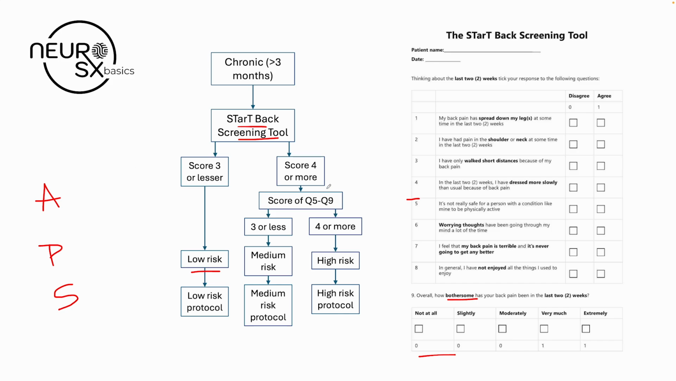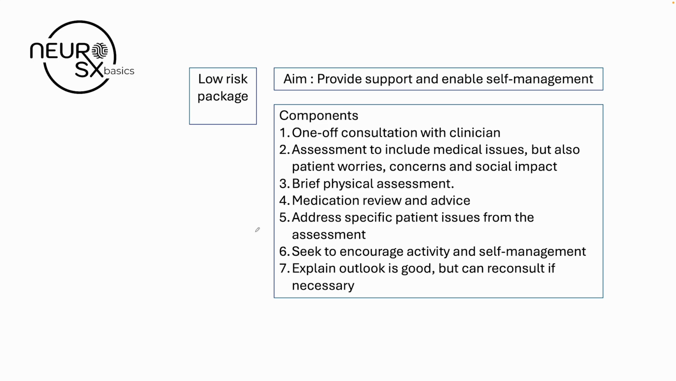Okay. Now, if the score on the STarT Back screening tool is 4 or more, then we need to further figure out the score of only questions 5 to 9. If the score of questions 5 to 9 comes out to be 3 or lesser, then it is medium risk. If the score of questions 5 to 9 is 4 or more, then it is high risk. And then we have particular protocols for these risk categories. For a low risk package, it's basically to just provide support and enable them to manage the pain themselves.